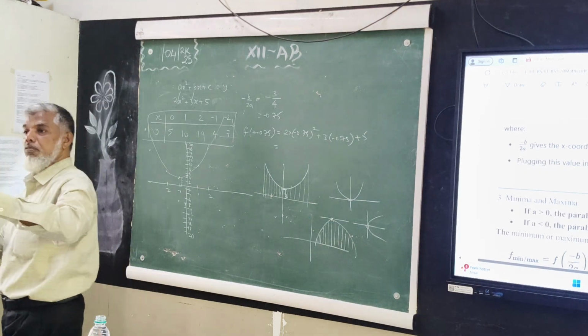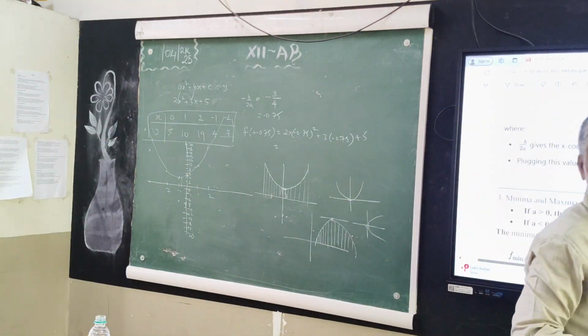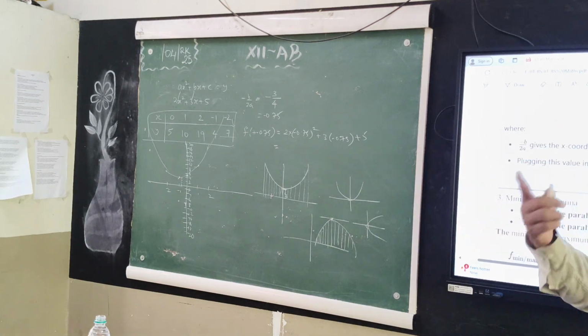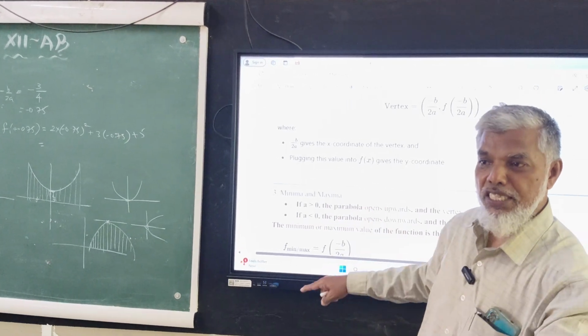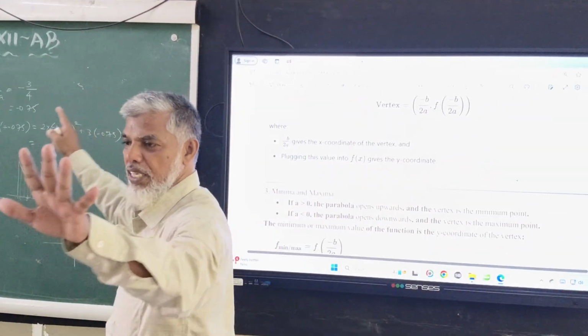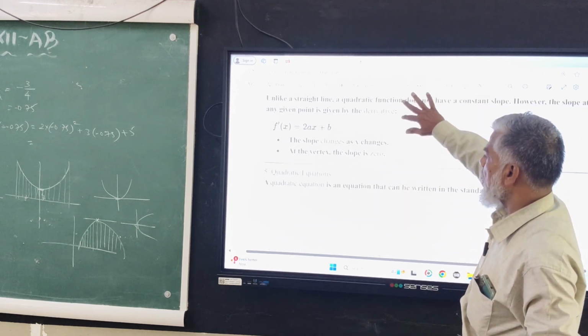Therefore, where is the vertex now? Apply this one. Where is the maximum or minimum now? If a is greater than 0, minimum; if a is less than 0, maximum. Okay, so this completes your parabola concept.